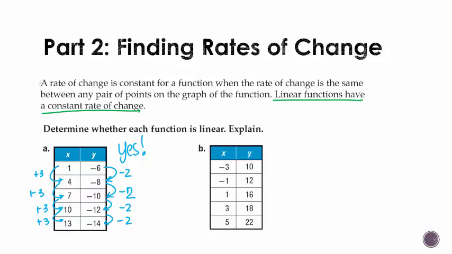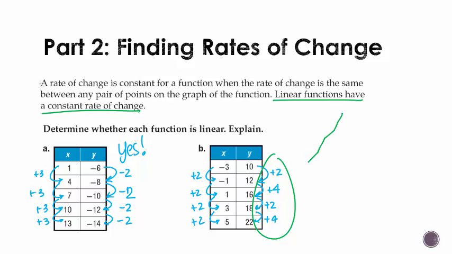Now if we look at this one over here, we'll do the same thing. Let's find the distance between the x values first. To go from -3 to +1, I add 2, add 2, add 2, add 2. So we're good here. Now to go from 10 to 12, I'll add 2. 12 to 16, though, I add 4. And then I add 2, and then I add 4 again. So this right here is not a constant rate of change. If we were to graph this, it would go up, and then go up more, and then go up, and then go up more. So this would not be a straight line. So it's not a linear function.